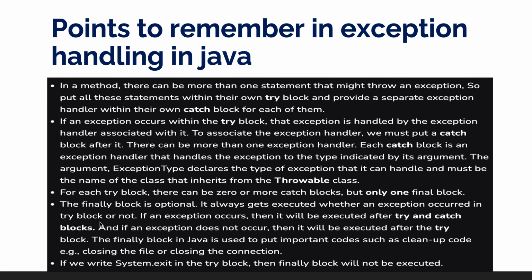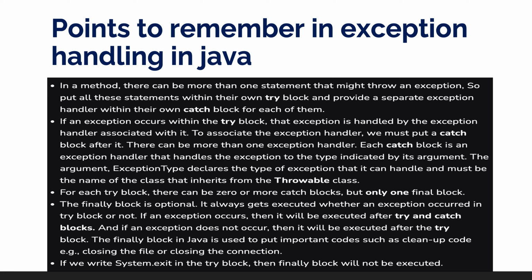The next point is that the finally block is optional. The meaning of the finally block is that it always gets executed, whether an exception occurred in the program or not. If an exception occurs, it will execute after the try and catch blocks, and if an exception does not occur, it will execute after the try block. That's what we have seen. And the finally block in Java is also used to put important code. It is used to put important code that we want to execute always, such as cleanup code, closing a connection, or closing a file. Those kinds of code we can put inside the finally block.